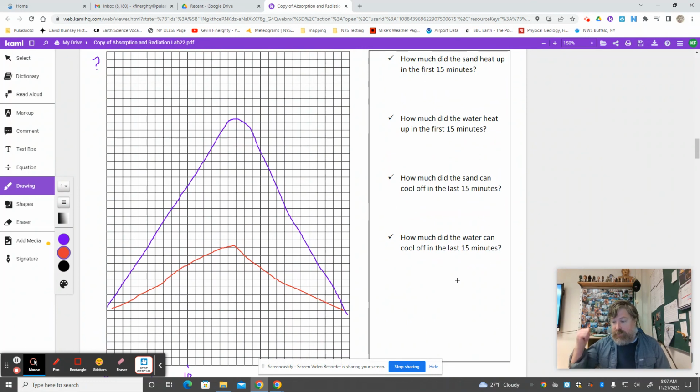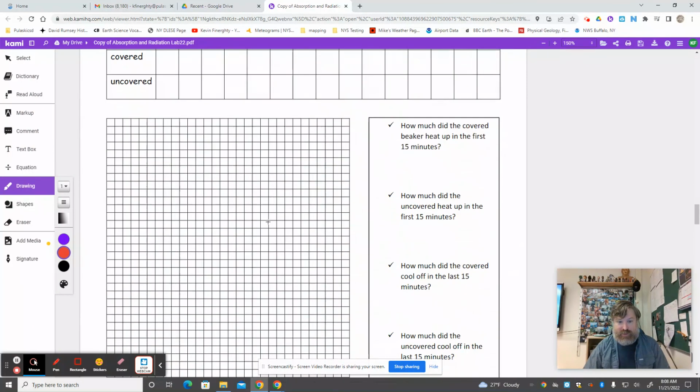These 4 questions were on the overhead at the end of each experiment, so you may have already done those in your lab books, and then do it again, and then do it again, and then we'll talk rate of change problems after that.